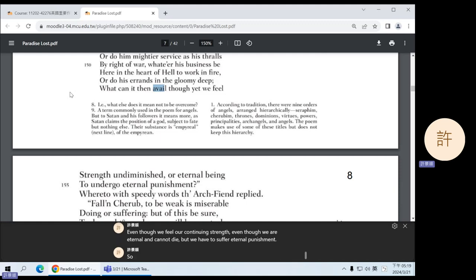So this devil is actually questioning Satan. Satan is saying, yeah, we lost, but we still have our willpower. We still have our strength. We still have our hatred. We can still take revenge. And this devil is saying, but what if that's what God wants? Or what if we can never escape hell and we have to suffer here forever?